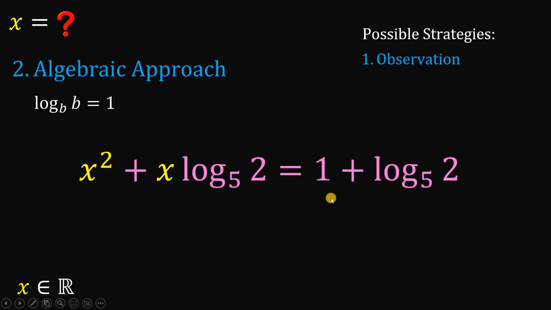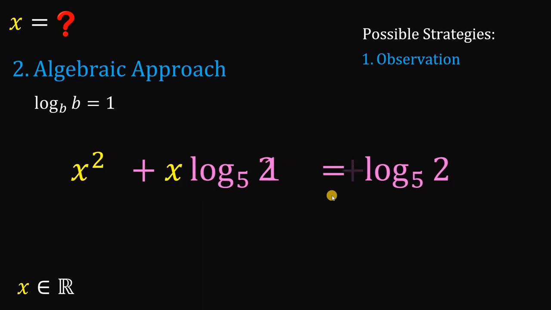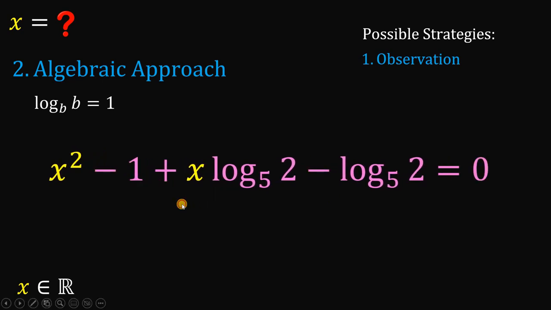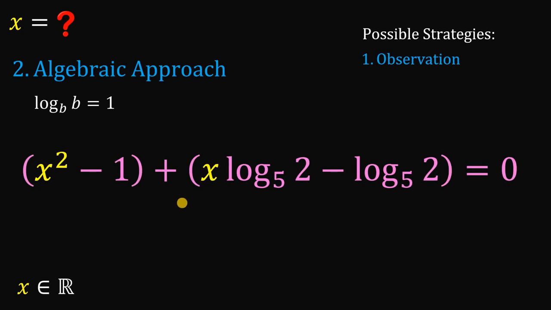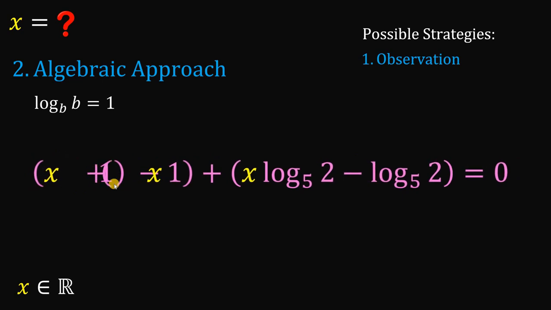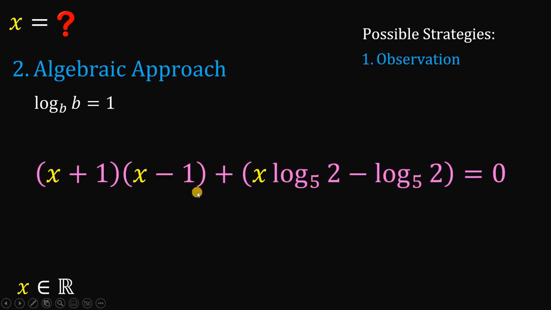Now, rearrange some terms a little bit like this. And then let's group those terms together. Now, why we do that? Take note that x squared minus 1, we can use difference of two squares here. So we can factor x squared minus 1 as follows. x plus 1 multiplied by x minus 1 using the difference of two squares. Also, this x times logarithm of 2 to the base of 5 minus logarithm of 2 to the base of 5.